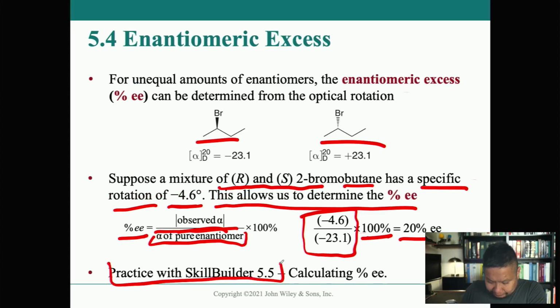Practice the skill builder 5.5 on Wiley Plus, because I know that was a little confusing. It was a little confusing for me too, but I think I confused you and confused myself when I forgot to reiterate the fact that the molecule itself is not rotating. It is the light that passes through the molecule that is rotating. Okay.